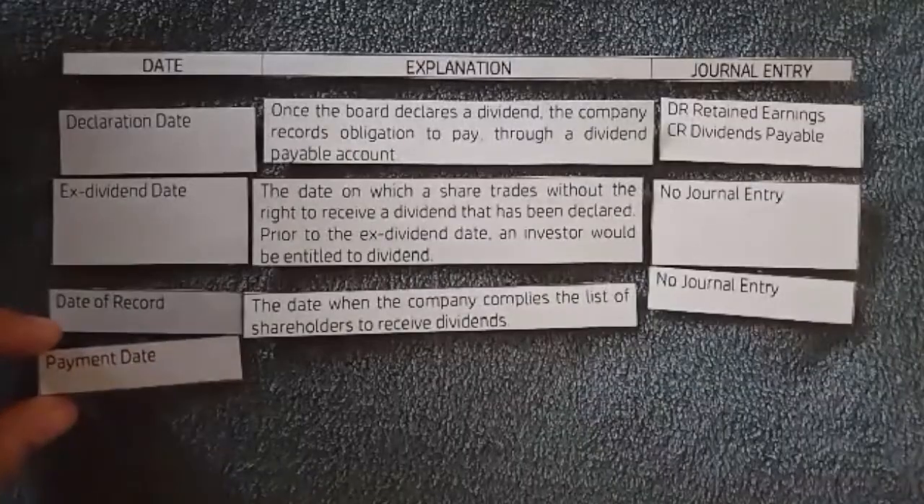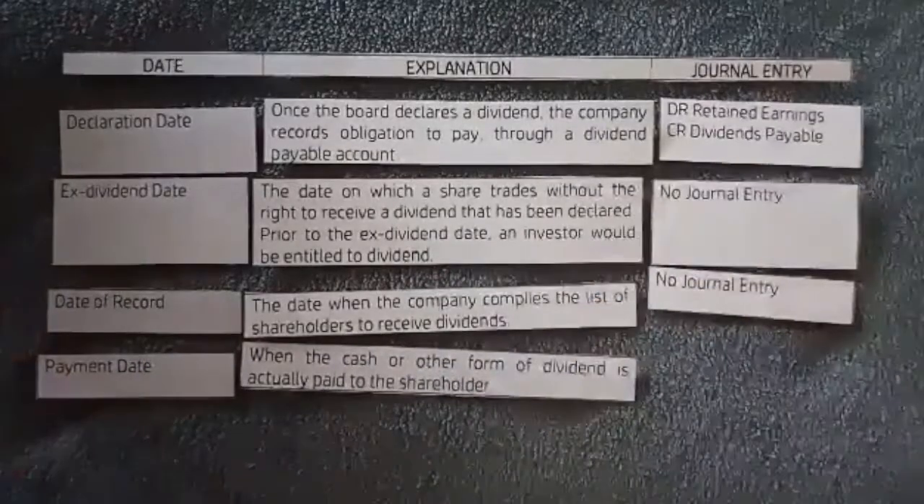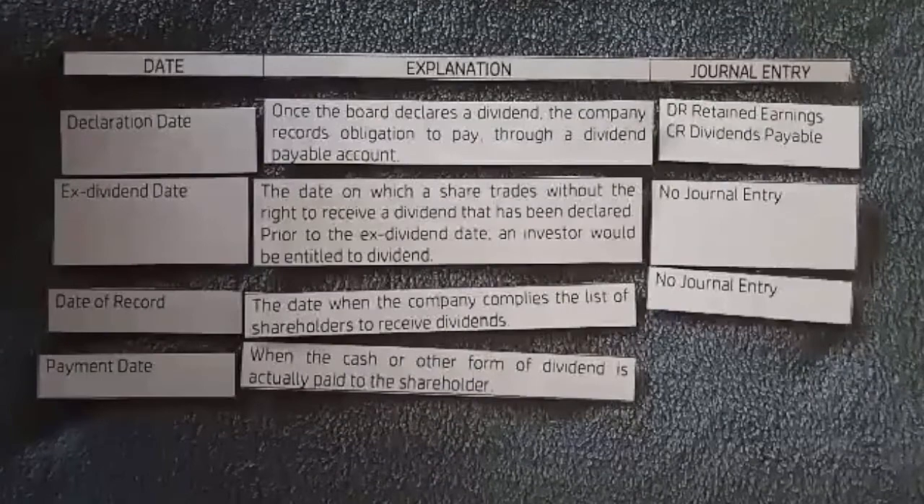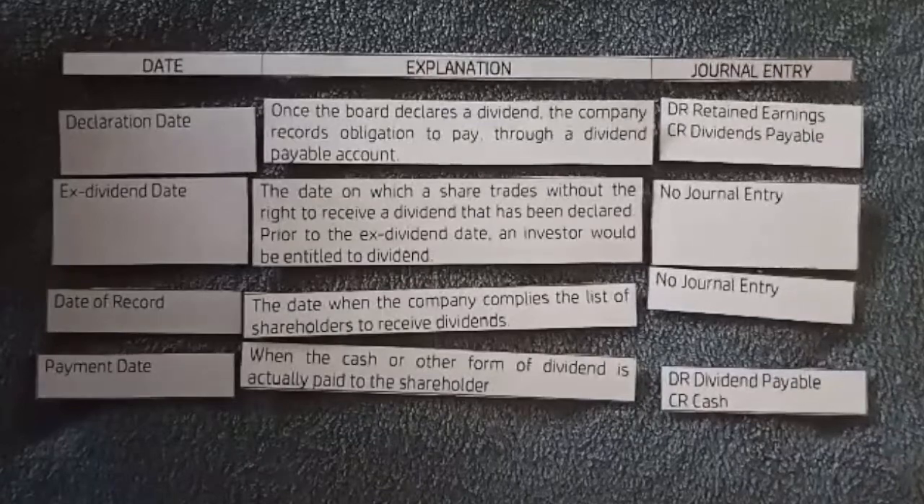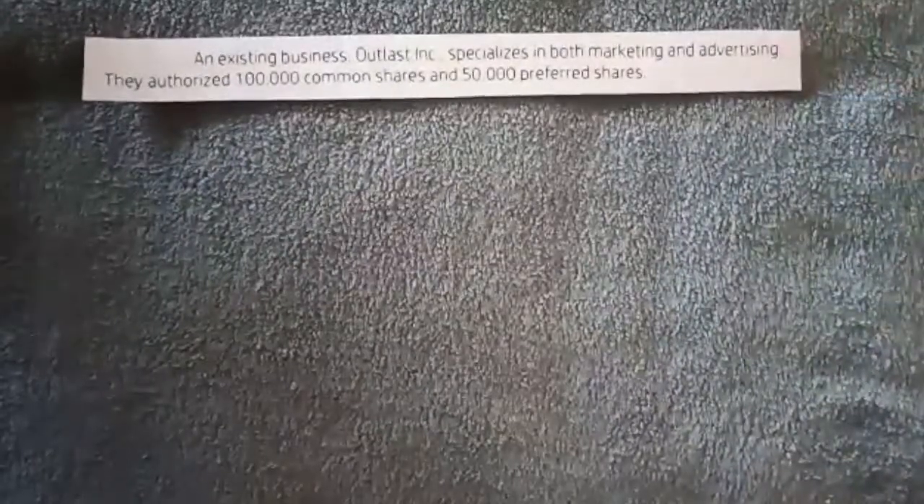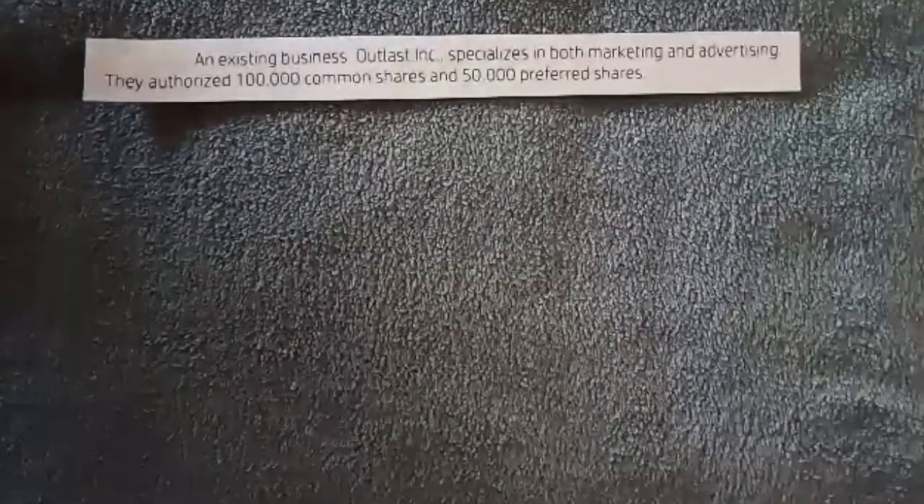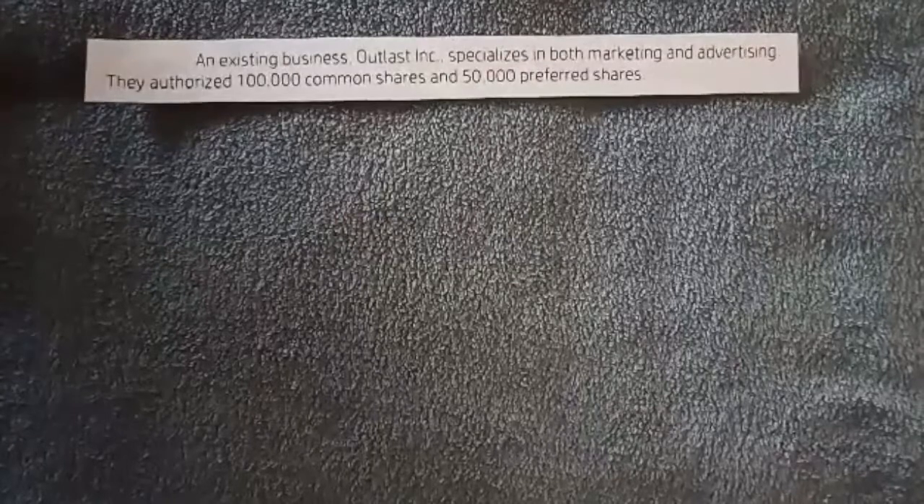Payment date. When the cash or other form of dividend is actually paid to the shareholder. Here, the journal entry is to debit dividends payable and to credit cash. Let's have the following scenario. An existing business, Outlast Incorporated, specializes in both marketing and advertising.